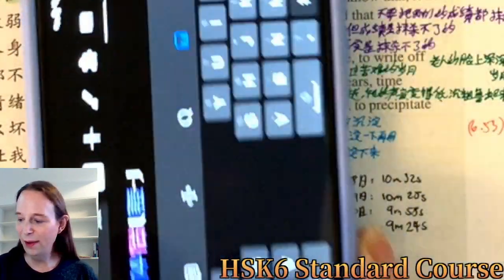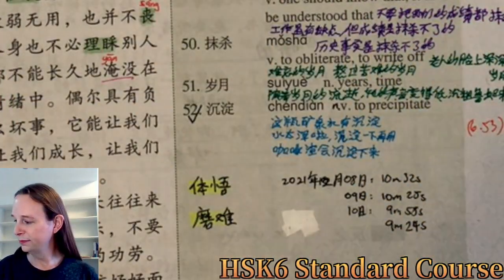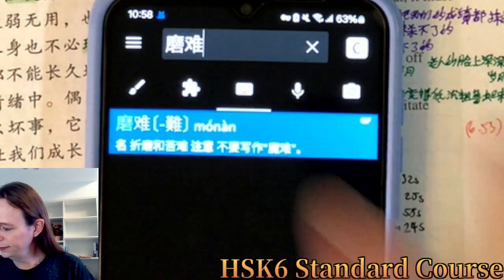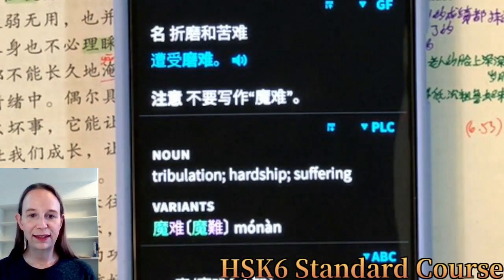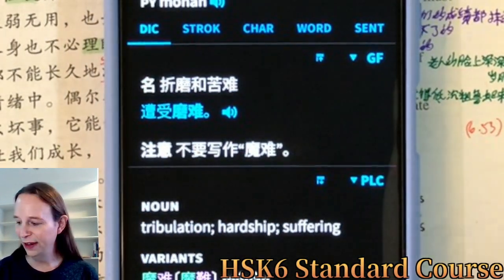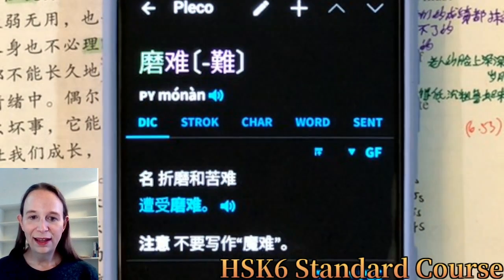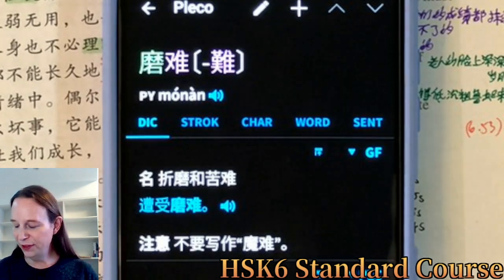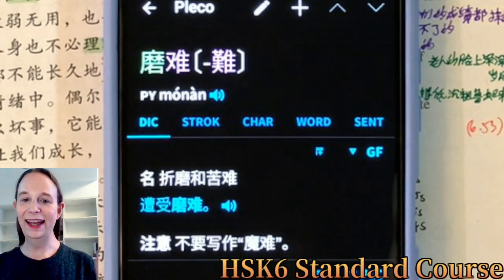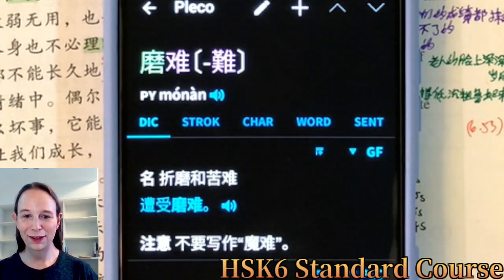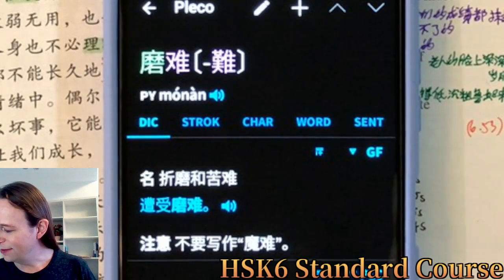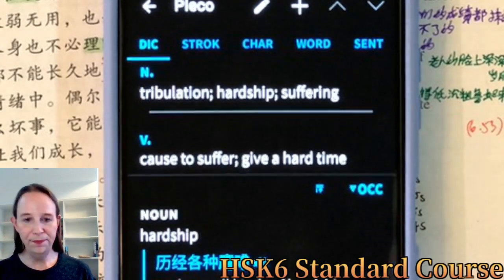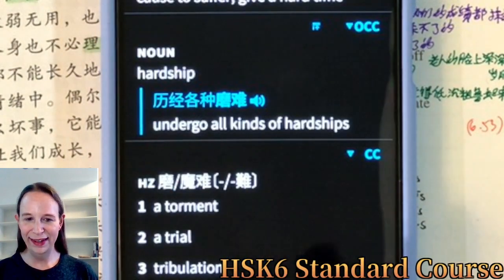And what's the other one I jotted down here? 磨难, is that right? Nan is fourth tone. 磨难, 折磨和苦难. All right, so it's just using words flexibly, yet another way of saying 困难, this kind of thing. 遭受磨难. In your reading, you experience this kind of thing.